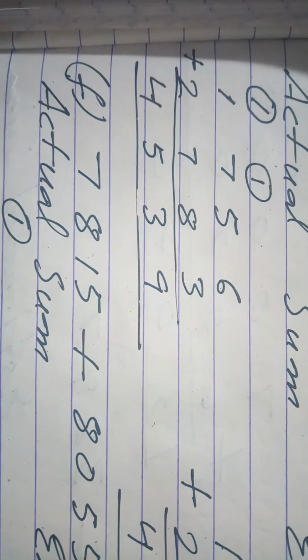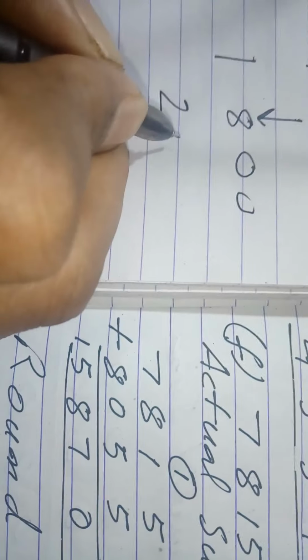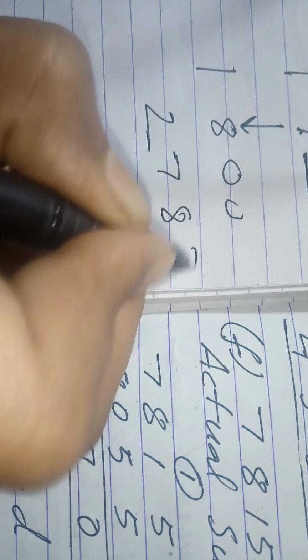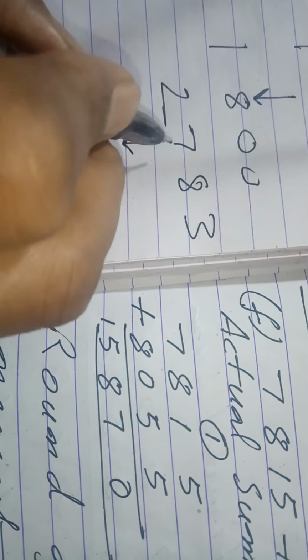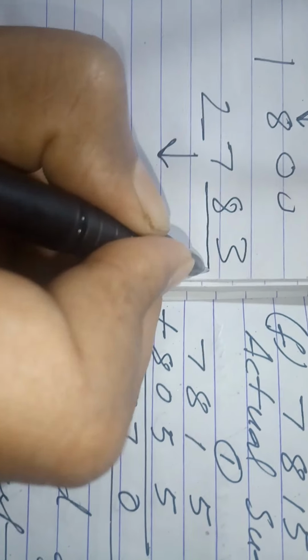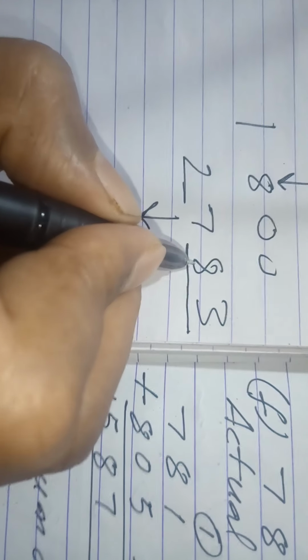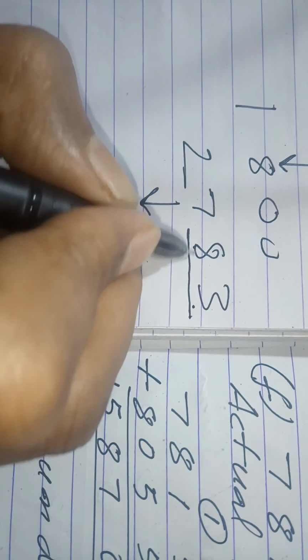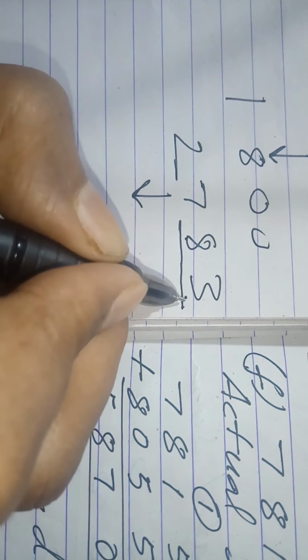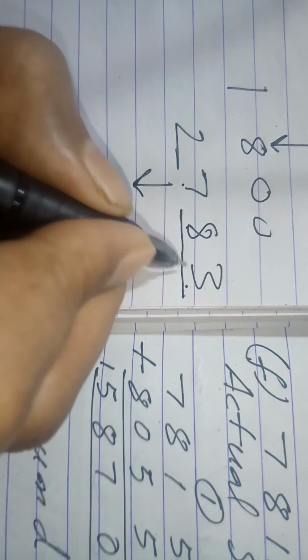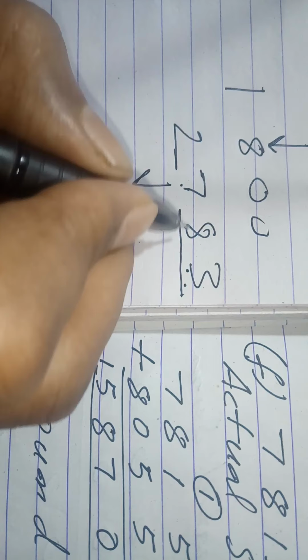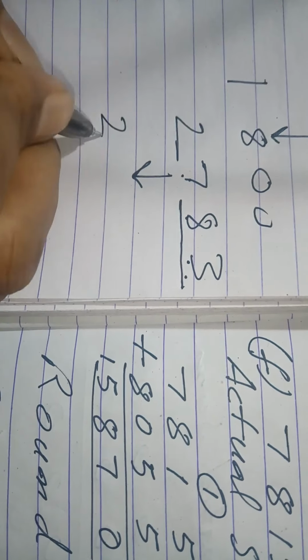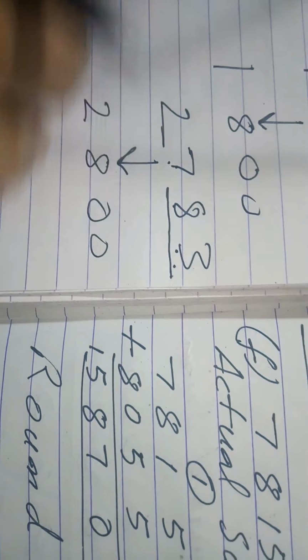Second addend, 2783. We mark an arrow on the 100 place and see that after this is 83. 83 is from 50 to 99, so you have to take 100. So it will be 100. 700 plus 100 is 800. So we will write here 2800.